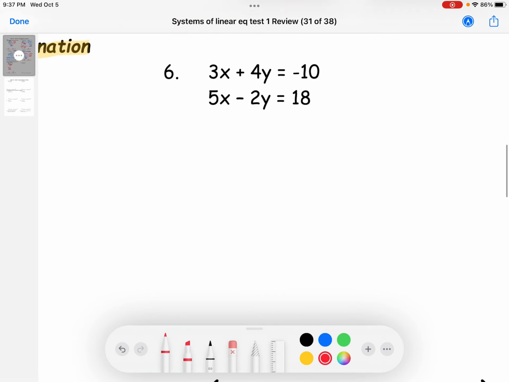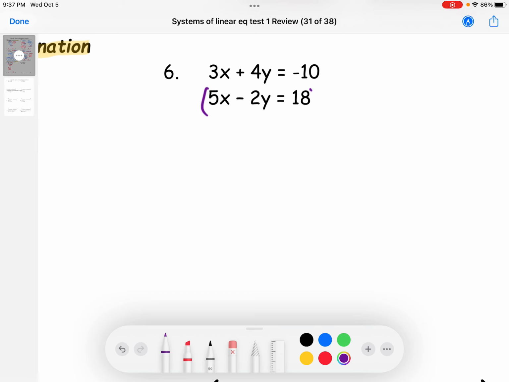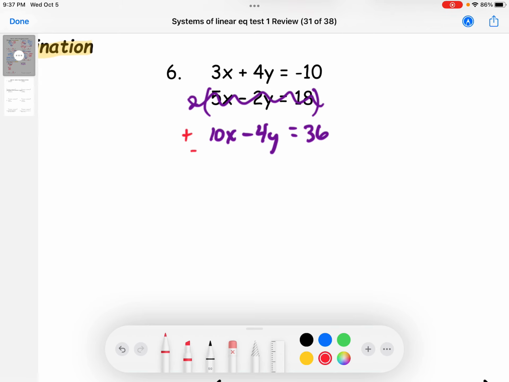Problem number 6. Once again, we do not have opposites, but I see in the y variable right there, I see positive 4 and negative 2. What if I took that second equation and I just multiplied the whole entire thing times 2? Okay, if I multiply every part of that equation times 2, I now have 10x, I have minus 4y, and I have 36. Okay, so instead of using that middle equation, we now have opposites in the y. So when we do that step of adding our equations together, those y's are going to get eliminated.